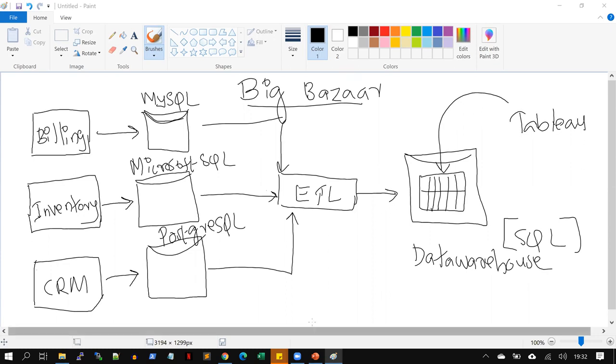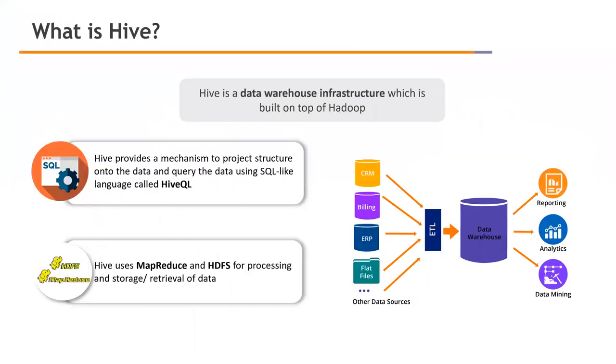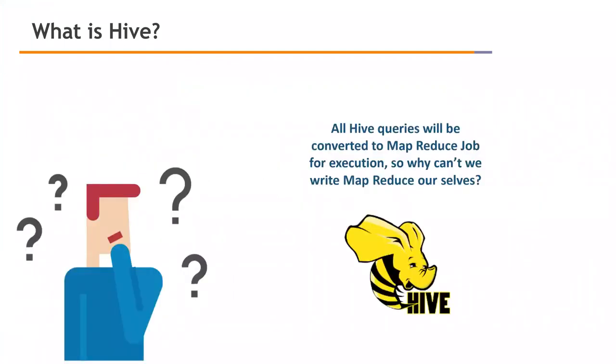So now if we look at Hive, I think we will get a better idea. This picture you see here is what I have been explaining: CRM, billing, ERP, then ETL to data warehouse, then reporting. So all Hive queries will be converted to MapReduce jobs. Why can't we write MapReduce ourselves? At the end of the day, if you write a SQL query using Hive, it will be converted to MapReduce. Then why don't you directly write it? That is because writing MapReduce is tough, right? Writing MapReduce is really tough. That is why we are using something like Hive, okay?